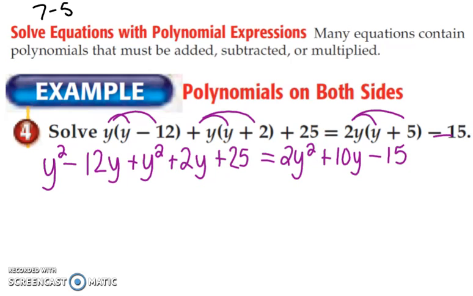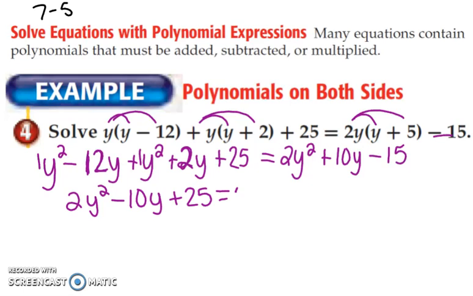We're going to go through it carefully, and we're going to combine our like terms on each side if there are any. So over on the left, I see y squared and y squared. So I can put them together, and I have 2y squared. And then I have this 12y and 2y, but the 12y is a negative 12y. So when I put them together, I get negative 10y, and then I'm bringing down my 25. Over on the right, I don't have anything to simplify or combine, so I'm just going to rewrite it all.